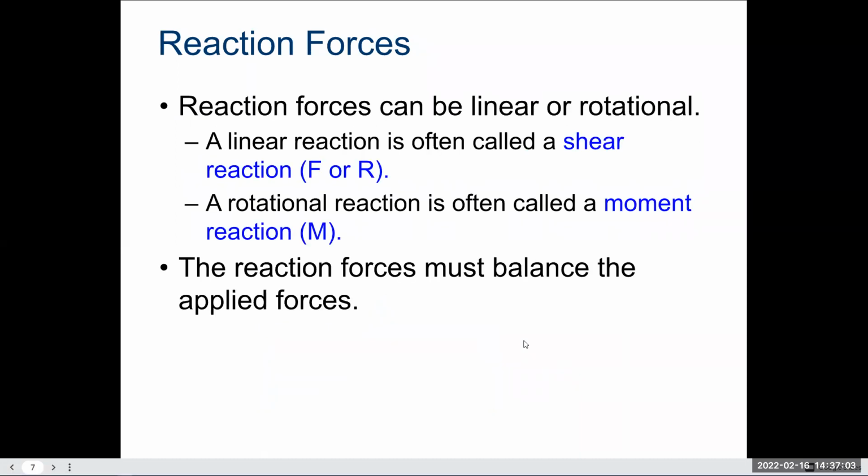All right, so moving forward, we have reactionary forces. They can be both linear or rotational. So a linear reaction force is often referred to as a shear force. So you'll see that marked off as an F or possibly an R. The rotational force is referred to as torque in your physics classes. When we talk about this in structural analysis, this would be a moment or a moment reaction, and we're going to mark those off with an M. So reactionary forces must balance the applied forces in order for you to have static equilibrium.